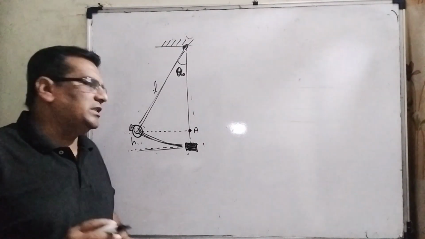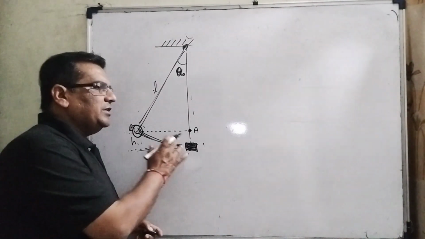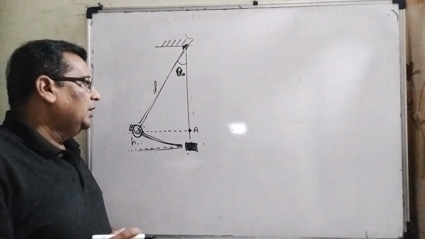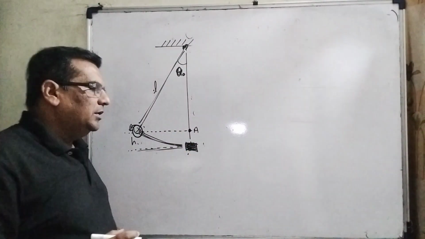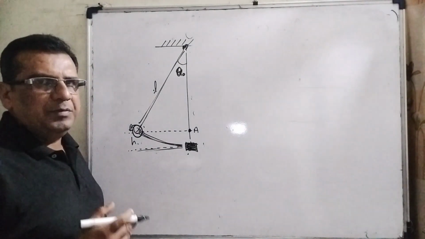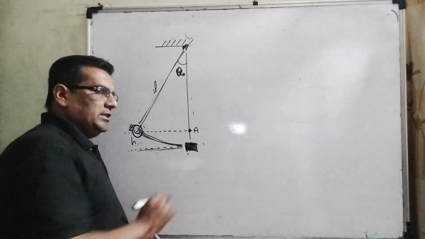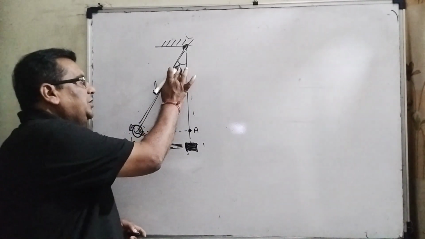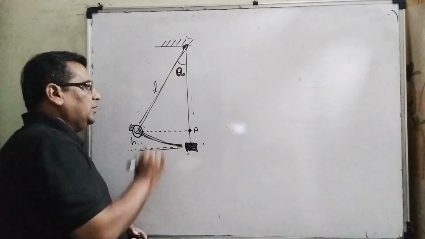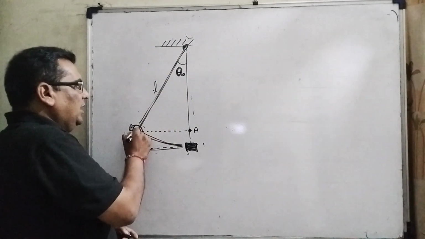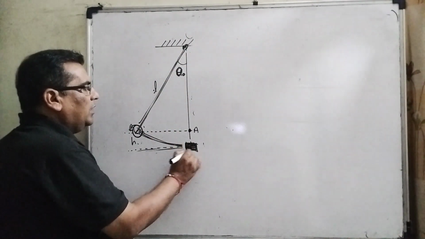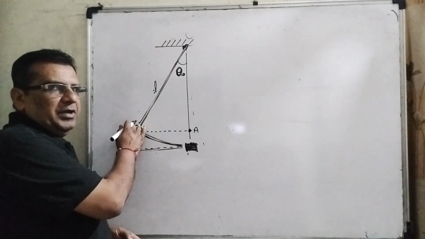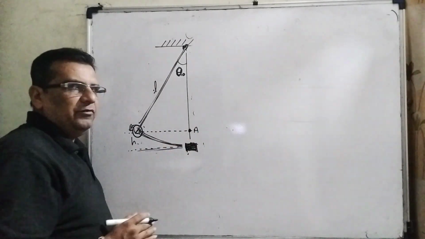We are using two concepts. First, the law of conservation of momentum, and second, the definition of restitution. And because we are given that the collision is elastic, it means energy is conserved. This concept you should remember. Initially, the bob makes the angle theta naught and the total length is L, and here the block is kept. After striking, the bob's velocity becomes v1 and the block's velocity becomes v2.